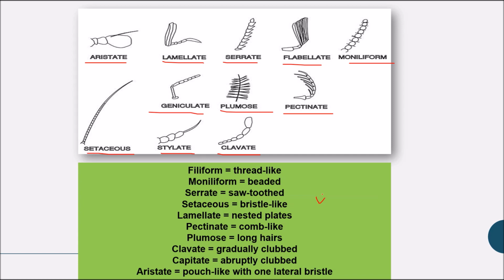Filiform, this is thread-like. Moniliform, this is beaded. Serrate, this is sawtoothed. Setaceous, this is bristle-like. Lamellate, this is nested plate-like. Pectinate, this is comb-like. Then we have plumose, this is long, hairy. Clavate, this is gradually clubbed. Then we have capitate, which is abruptly clubbed. Then we have aristate, which is pouch-like with one lateral bristle at the end.